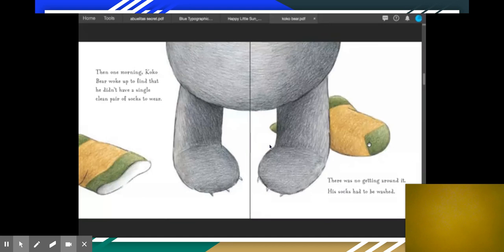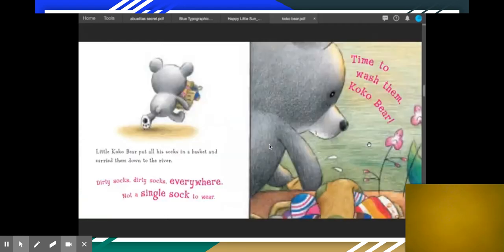Then one morning, Koko Bear woke up to find that he didn't have a single clean pair of socks to wear. There was no getting around it. His socks had to be washed. Little Koko Bear put all his socks in a basket and carried them down to the river. Dirty socks everywhere. Not a single sock to wear. Time to wash them, Koko Bear.